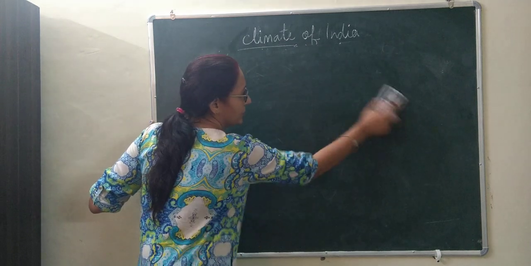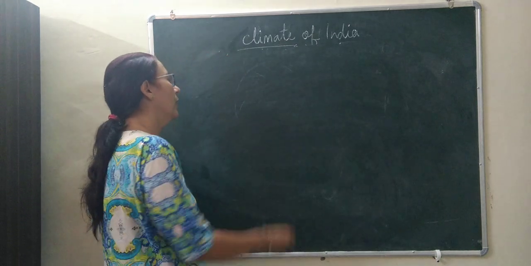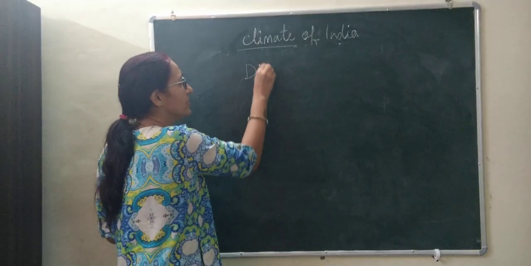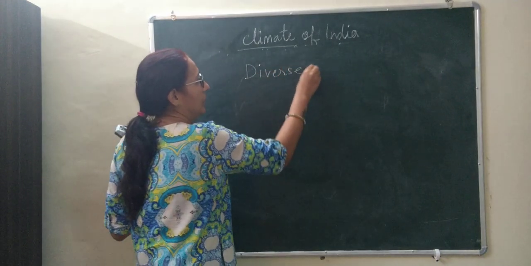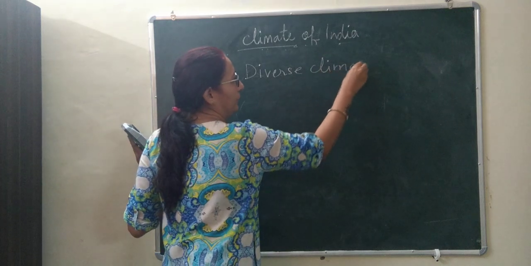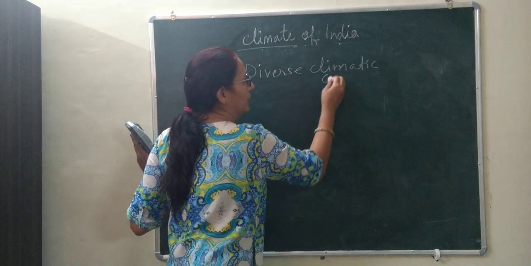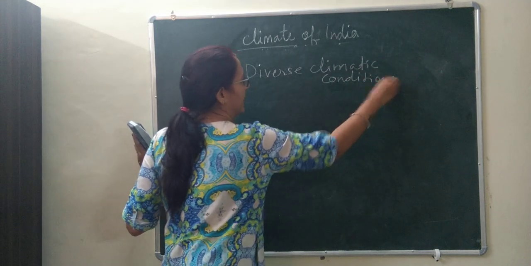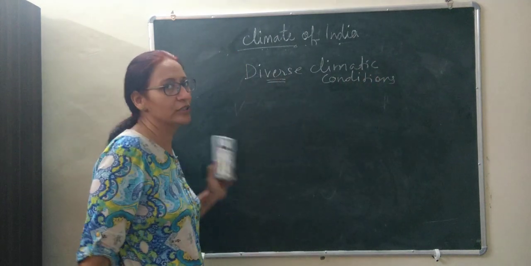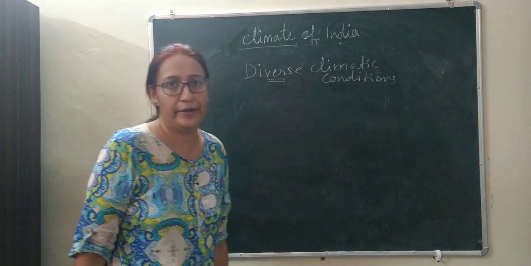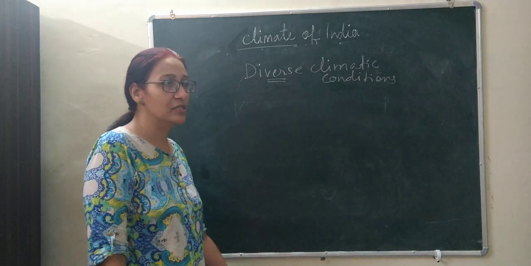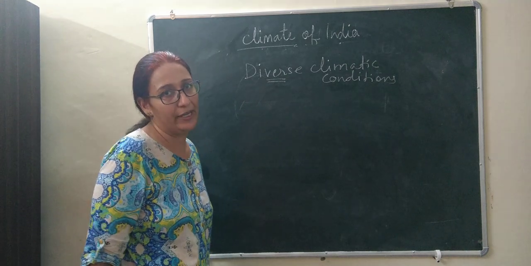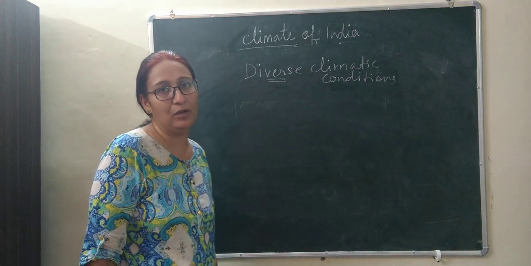Next topic is, you all know that India has diverse climatic conditions. What does diverse stand for here? What is the meaning of diverse? It means variation, varied. So if we observe, in different states different climatic conditions prevail.